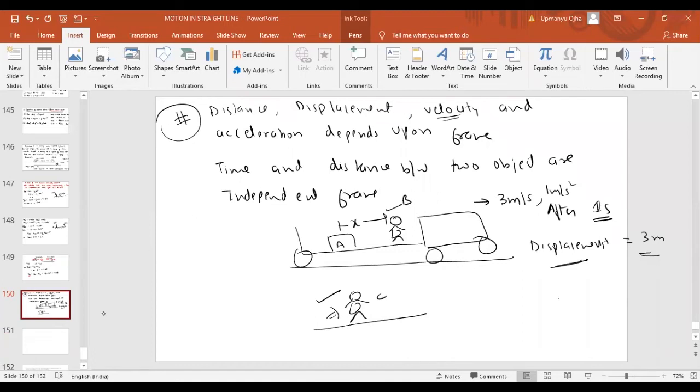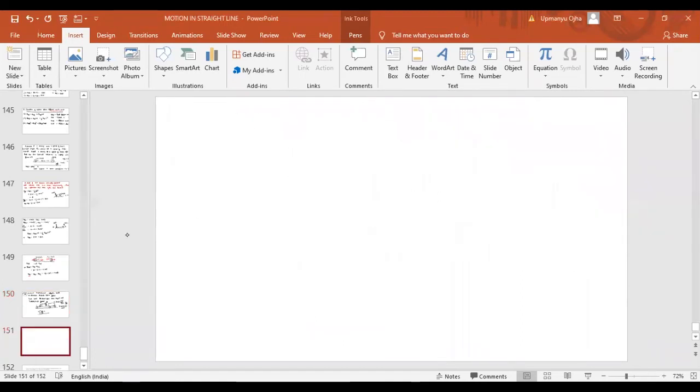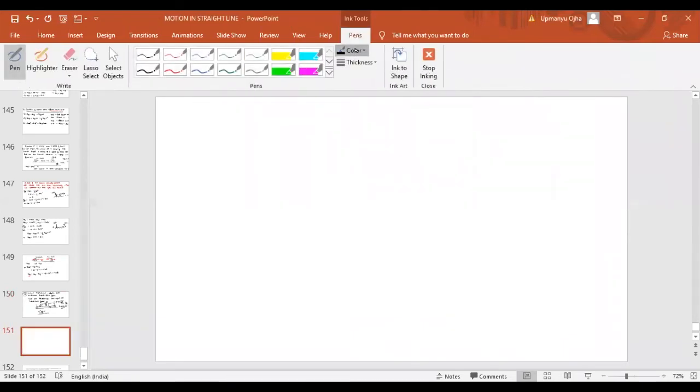Fine. Now next is, I think relative velocity I told you. The next term is relative acceleration. Before relative acceleration, I want you to give one answer. Let us suppose we have a train. Let us suppose we have a train like this.